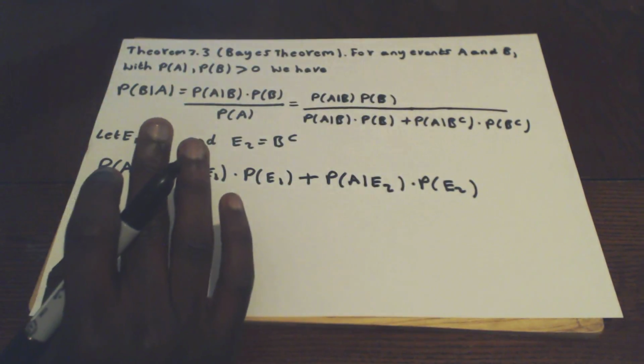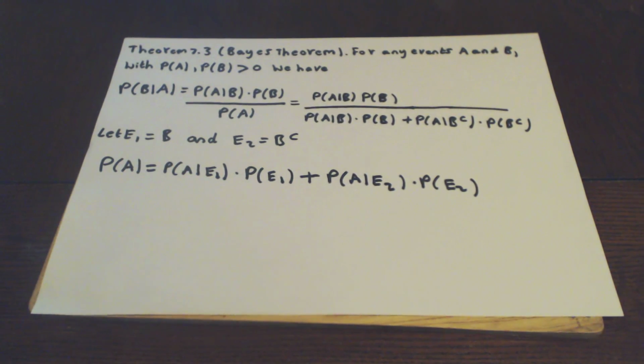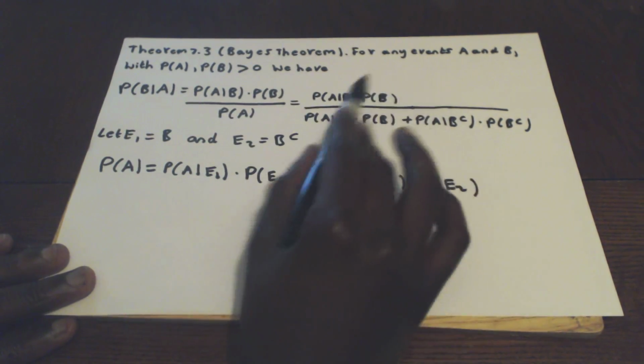And then we have 7.3, which is Bayes' theorem. So for any events A and B, where the probabilities of A and B are greater than 0, we have B given A is the probability of A given B times the probability of B over the probability of A. And here we have this extension of the formula.